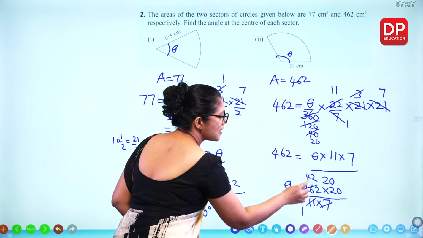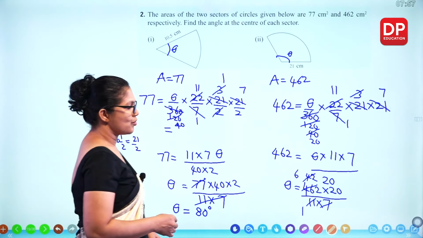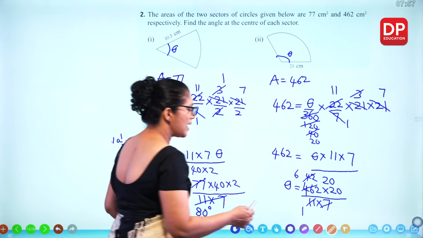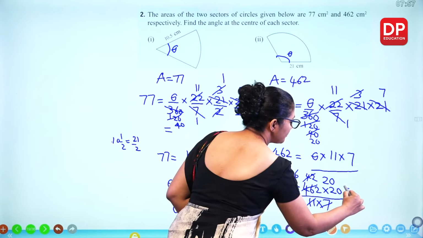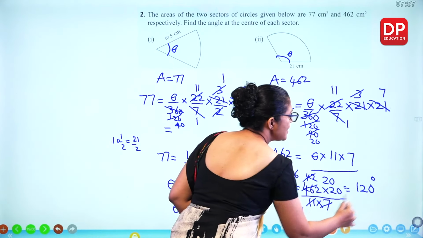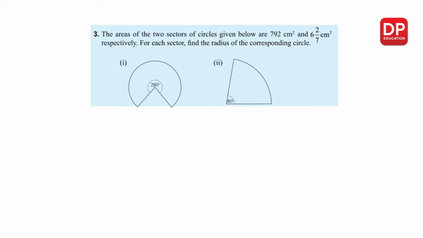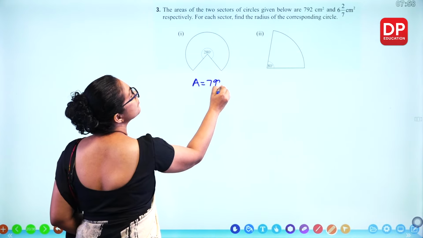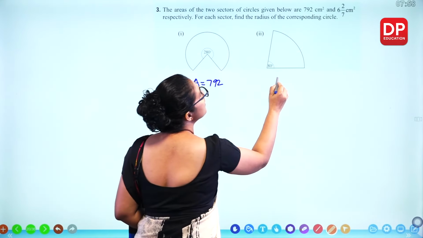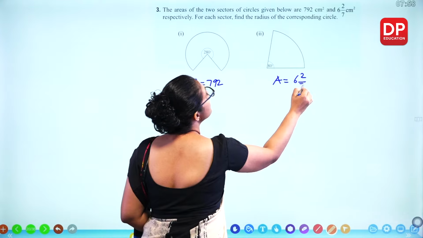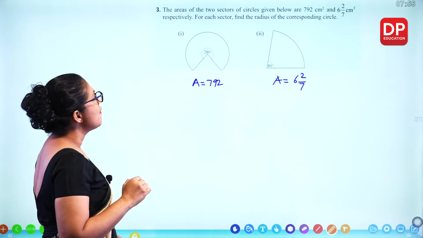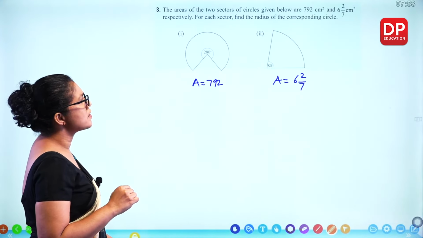So 7 times 6 is 42. So 20 times 6 you get, the angle is 120 degrees. Now we'll look at question number 3. In question number 3, the areas of the two sectors of the circles given below are 792 and 6 2/7 square centimeters respectively. For each sector, find the radius of the corresponding circle.